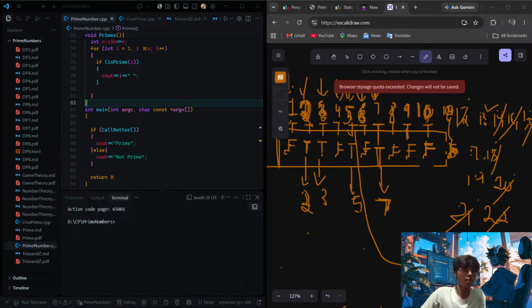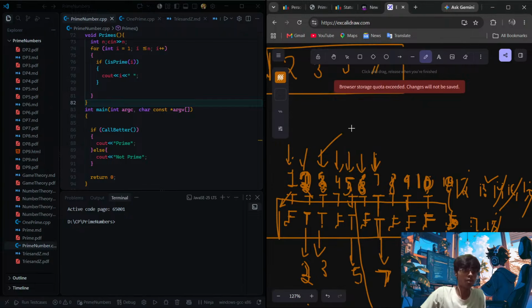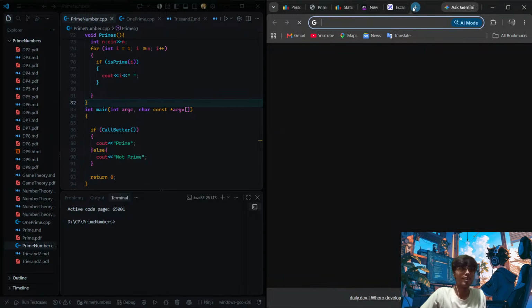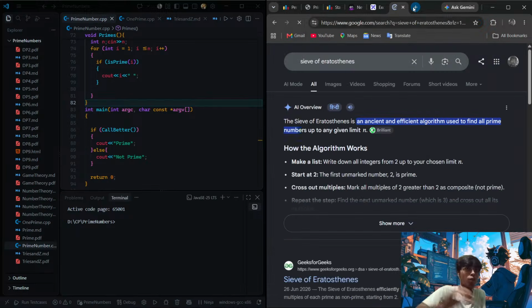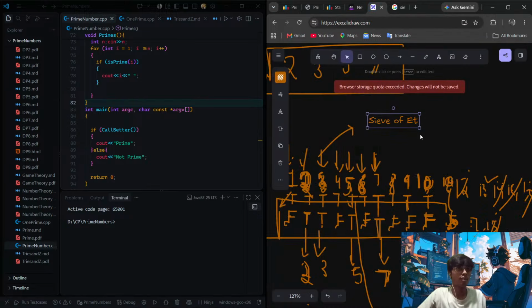So basically, whatever I taught you, this is called the sieve of Eratosthenes. So this is the sieve of Eratosthenes, whatever I have taught till now.